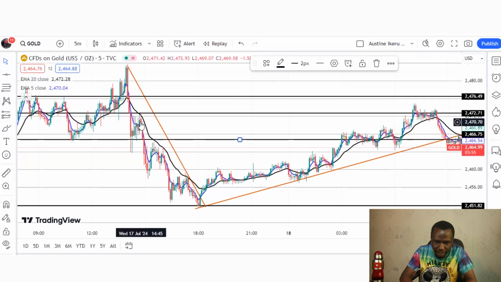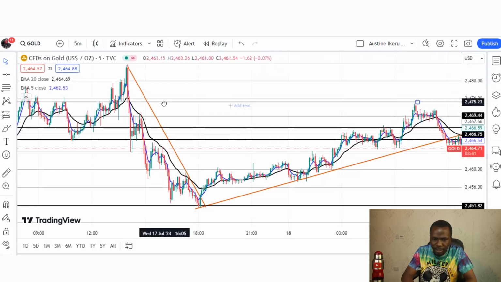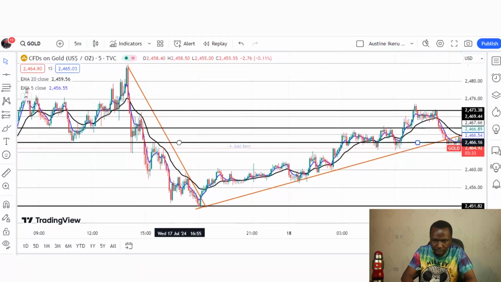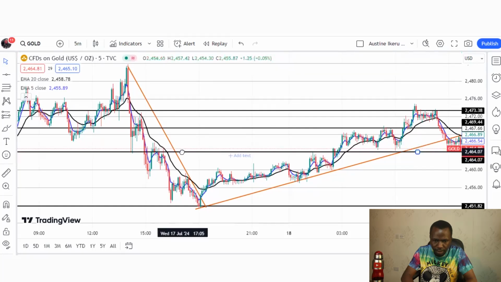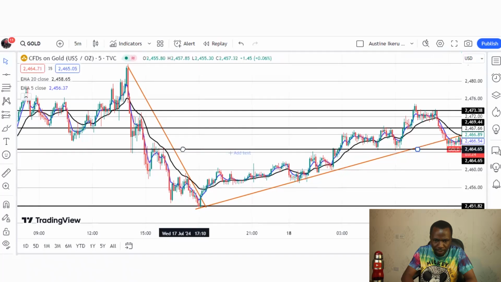So we wait for this red candle to close. Once this red candle closes, we now take a sell trade from the close of this red candle. Our stop loss will still be above the moving average, above the 20 EMA. Then we will target the previous swing low. So where's the previous swing low? This is the previous swing low. So we target the previous swing low as our take profit.